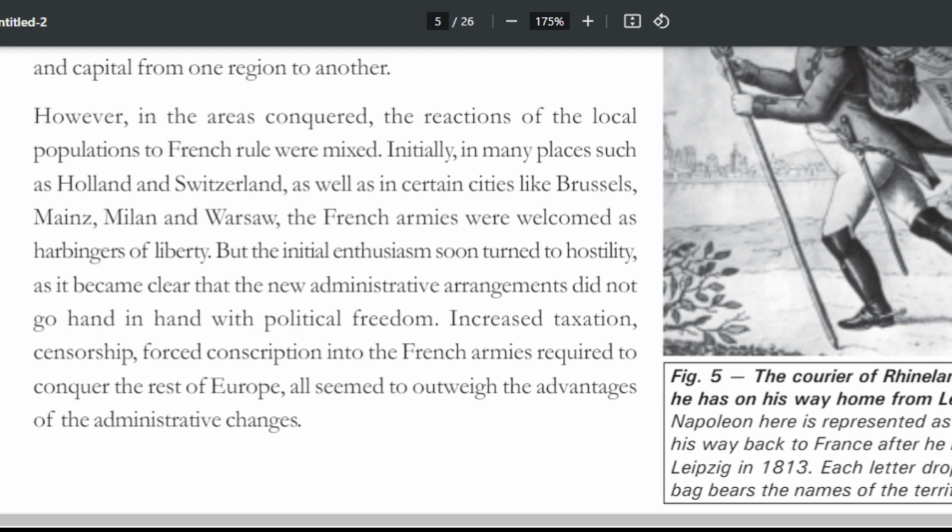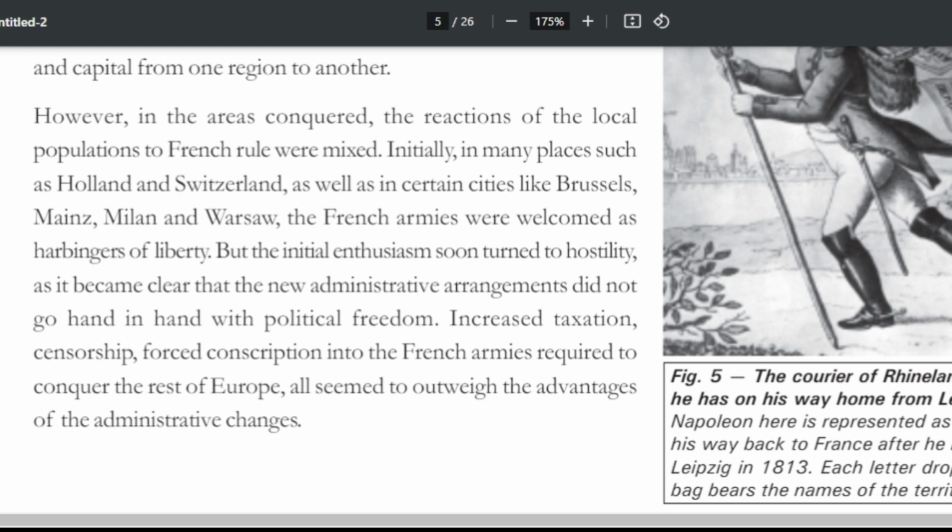However, in the areas conquered, the reactions of the local populations to the French rule were mixed. Initially, in many places such as Holland and Switzerland, as well as in certain cities like Brussels, Mainz, Milan, and Warsaw, the French armies were welcomed as harbingers of liberty.